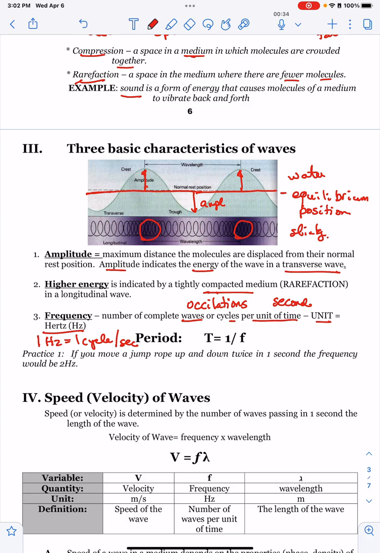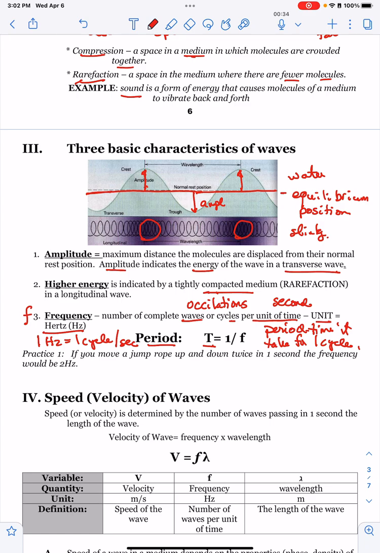The period, this is T, is equal to 1 over the frequency. The frequency is little f. Period is big T. Period is the time it takes for 1 cycle. That's the time it takes for 1 cycle of the wave.